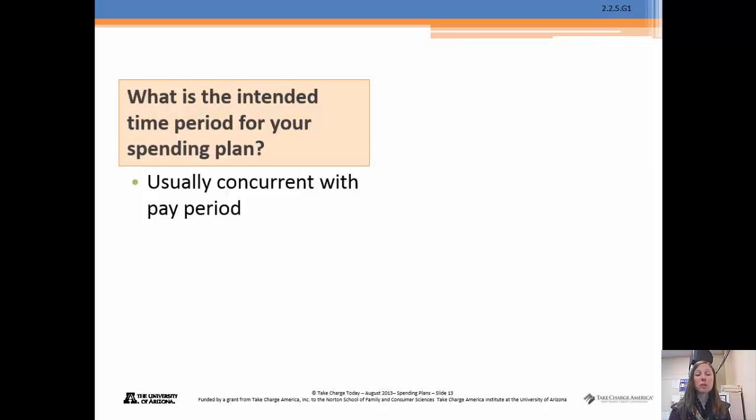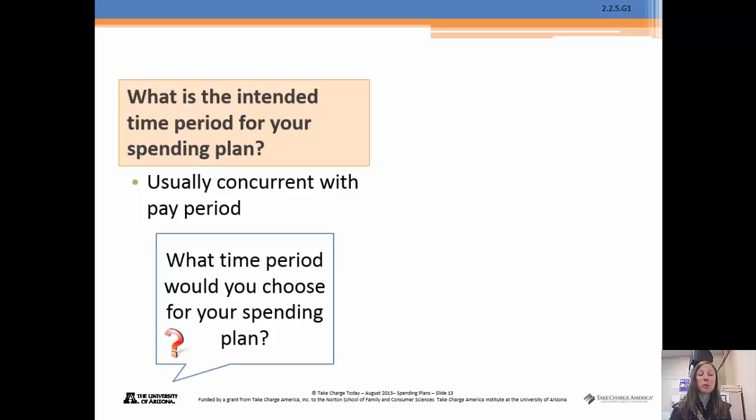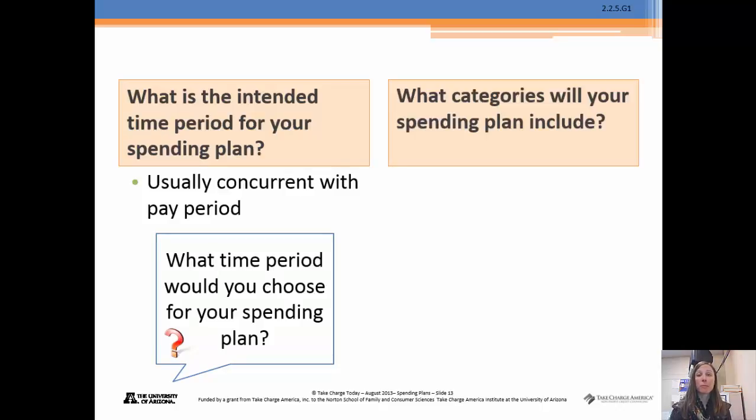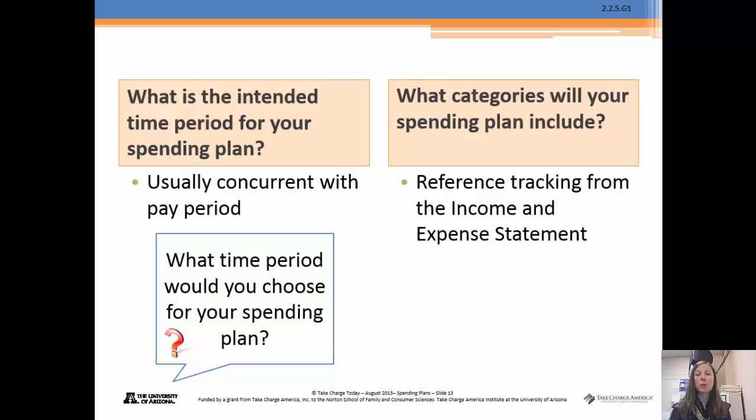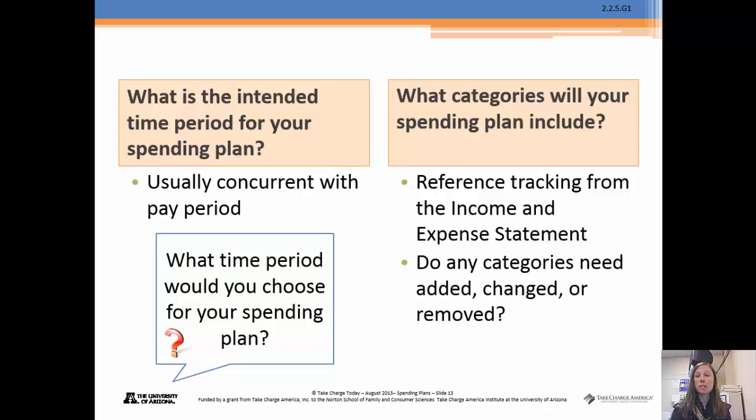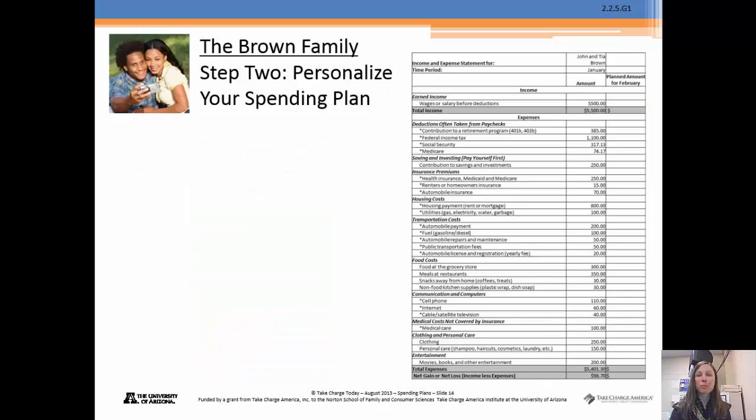What's the intended time period? It usually works best with a pay period, so you know you're getting cash in and what money is going out. And then what categories you're going to use, you'd look at your income and expense statement, and do you need to remove any categories or add any categories? Maybe you recently bought a pet, and so now you have to add in a category about that or something like that, that you'll have to kind of monitor your categories.